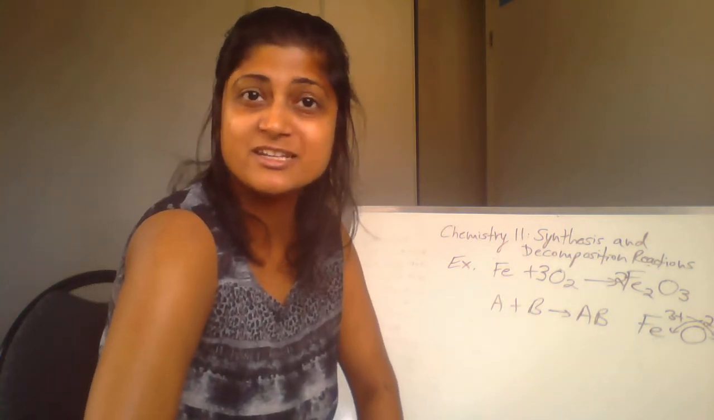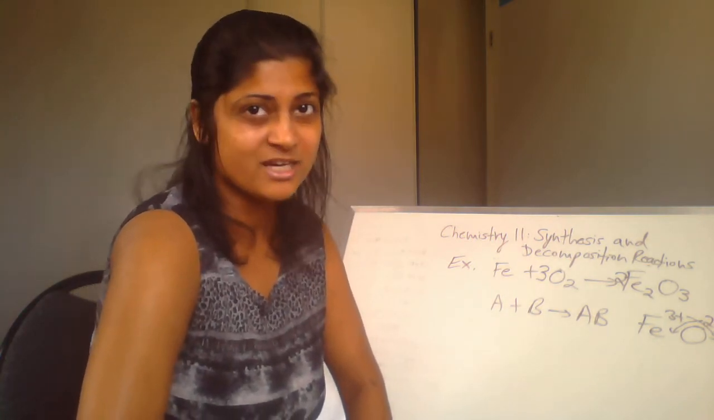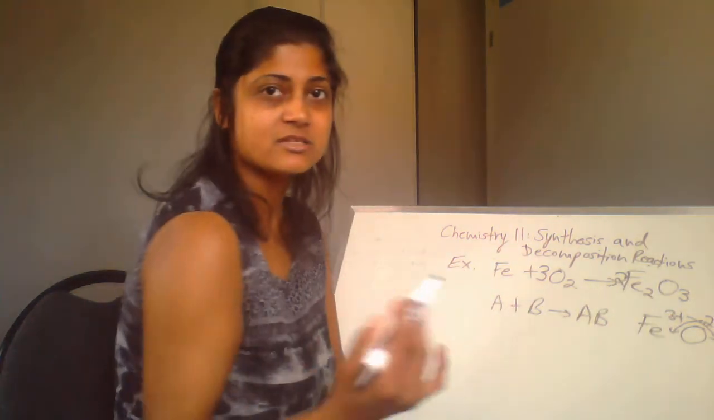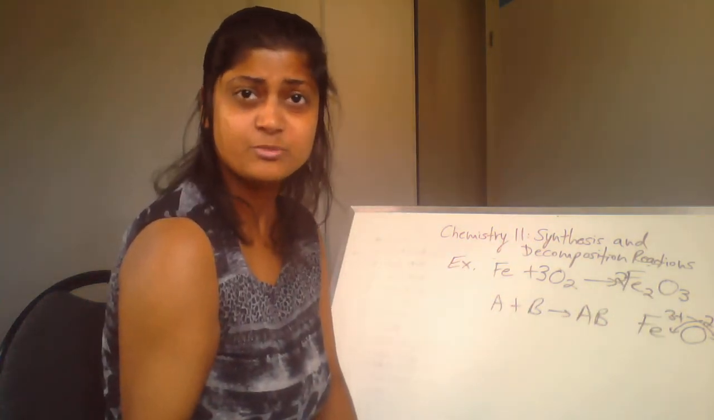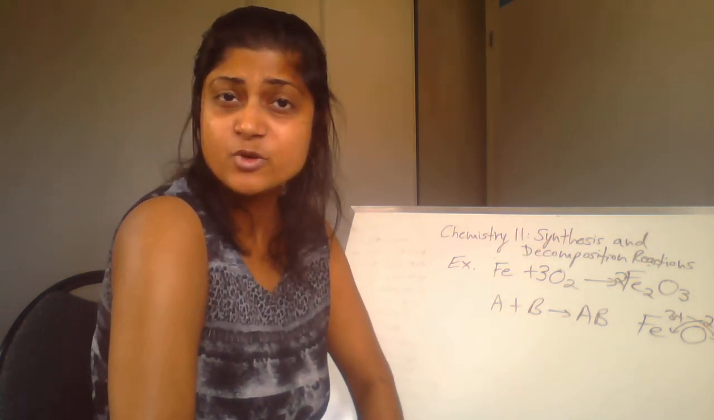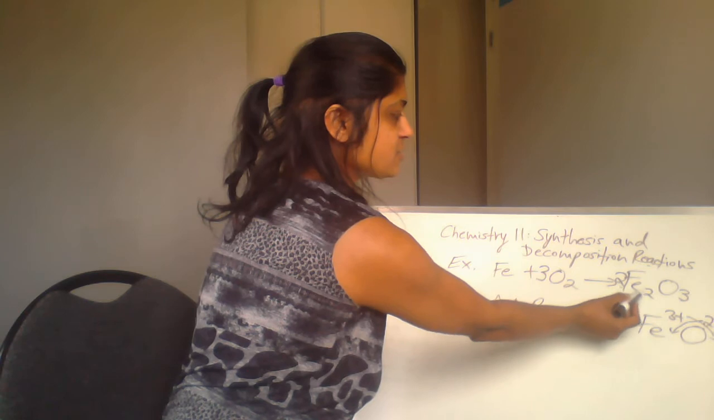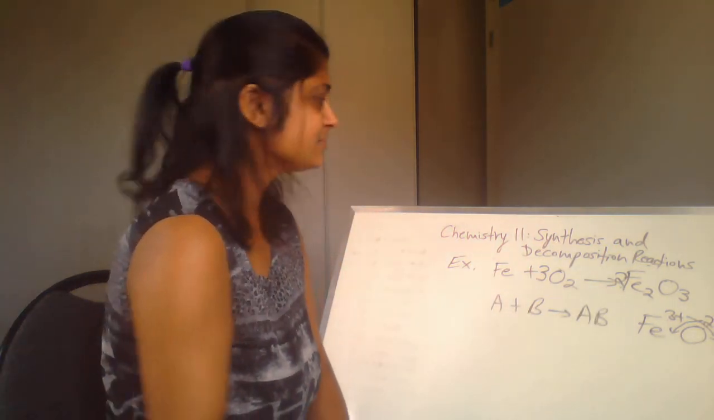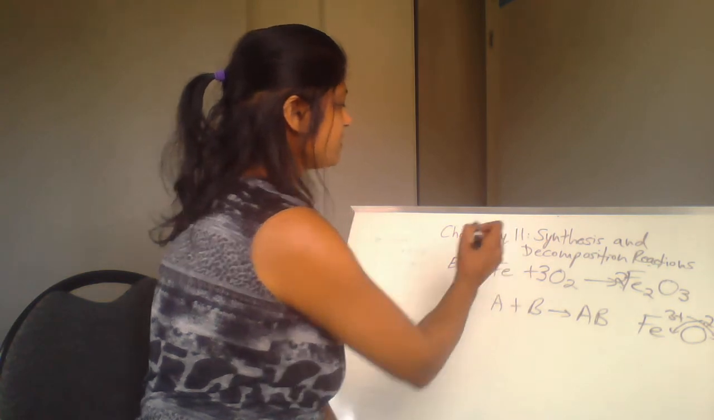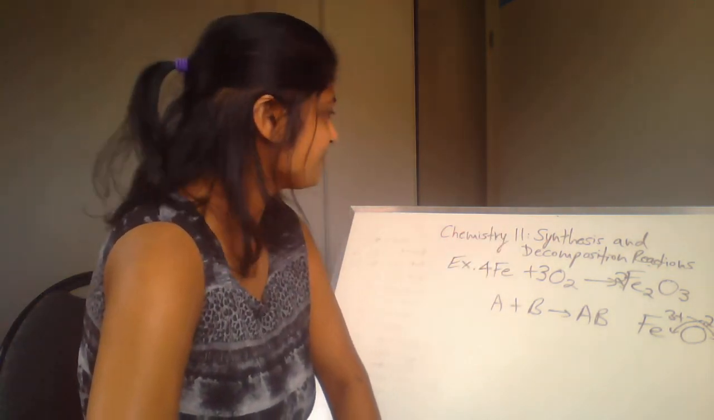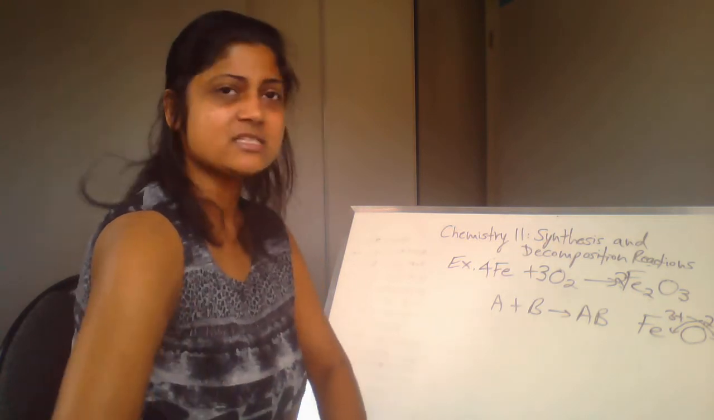Again, the coefficients can only be put in front of the compounds. If you look here, I have 2 times 3, so there are 6 oxygens on the product side. It also applies for the iron. The iron is going to be 2 times 2, so there are 4 iron atoms on the product side. So I'm going to put a 4 in front of the iron on the reactant side. At the end, this is the balanced equation.